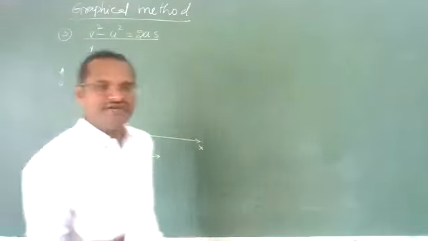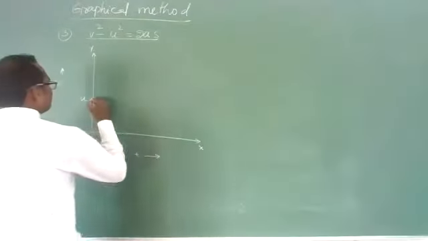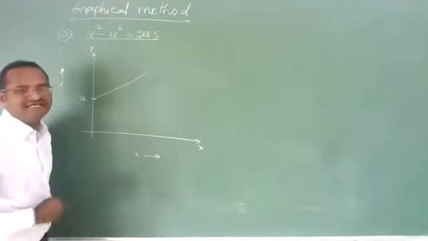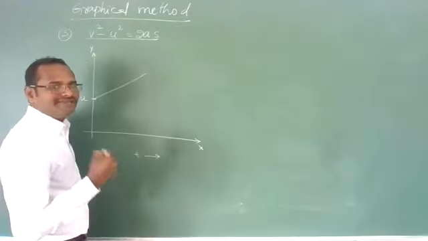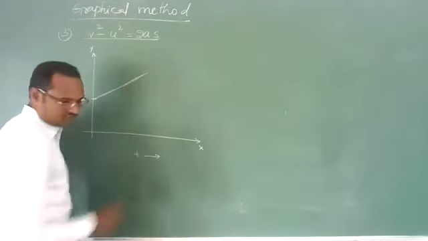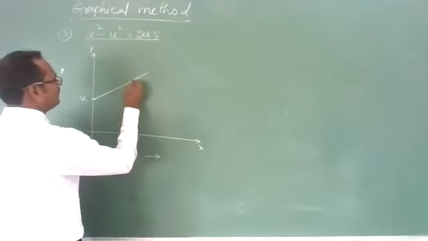I am taking U only. Why? I won't take V, I take U only. Okay? And it is moving with a uniform velocity like this. Uniform acceleration means constant acceleration is there, positive acceleration like this. Clear? Okay.